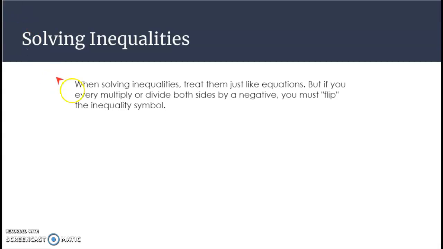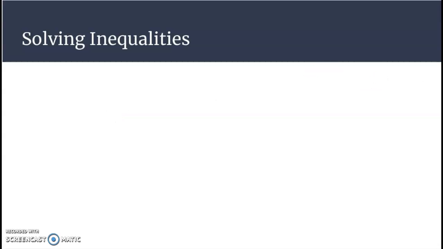Now, it's important to know that when solving inequalities, treat them just like equations. You're trying to isolate the variable. But if you ever multiply or divide both sides by a negative, you must flip the inequality symbol. The reason for that is it keeps the inequality true. Let's see if that happens here on these examples.